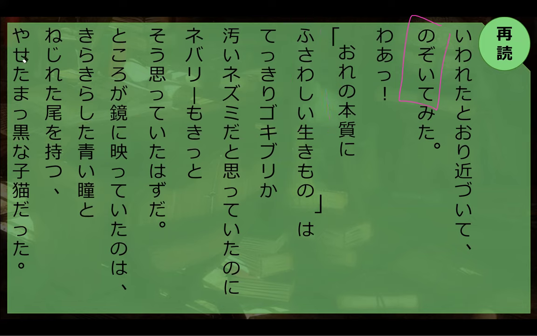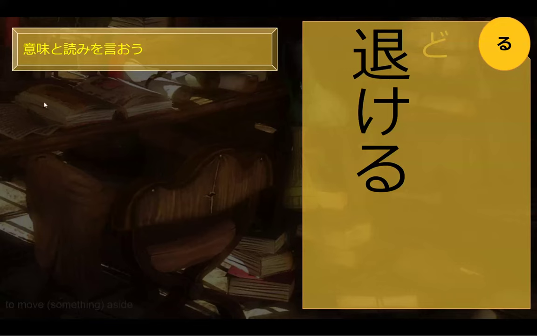How about nozoku? Here, nozoku is a verb. Iwareta toori chikazuite nozoite mita. To try to do what? Nozoku means to peek. In this context, to peek into the kagami. He tried to peek. He attempted to peek, and he says, wow, that's my true form. Can you read this word for me?